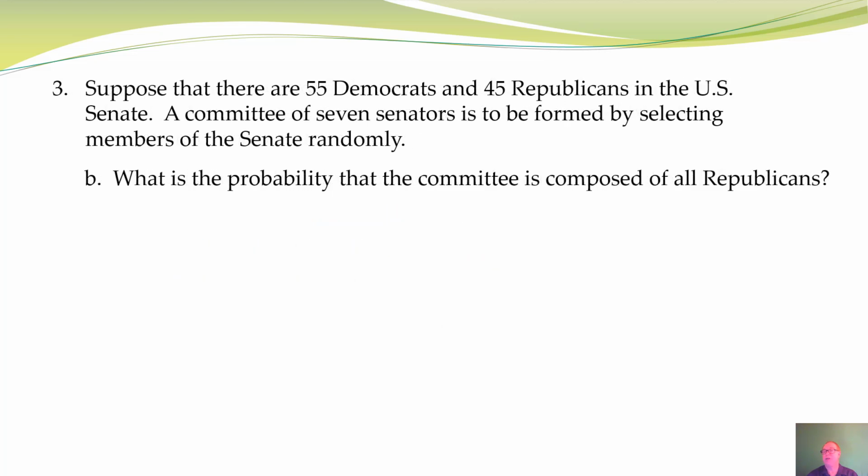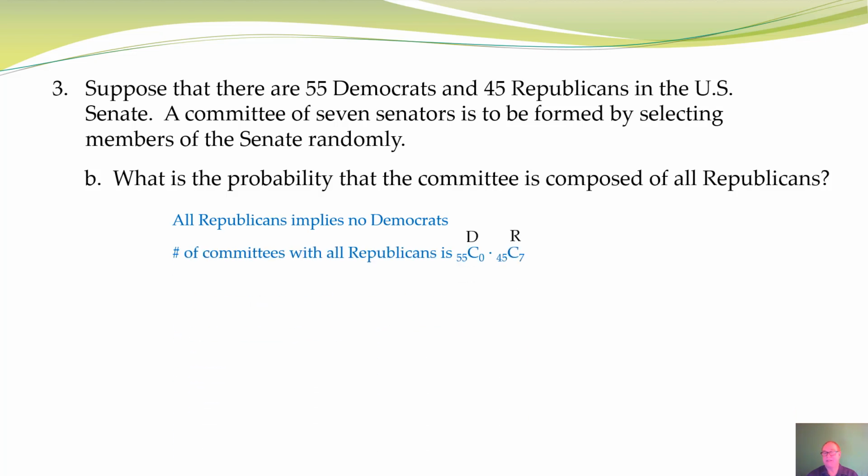Now, what is the probability the committee is composed of all Republicans? Same, 55 Democrats, 45 Republicans. So all Republicans implies no Democrats. In this case, for the number of committees with all Republicans, you'd have 55 combination 0, because I don't want any Democrats, and Republicans would be 45 combination 7. Again, the total number of different committees is 100 combination 7.